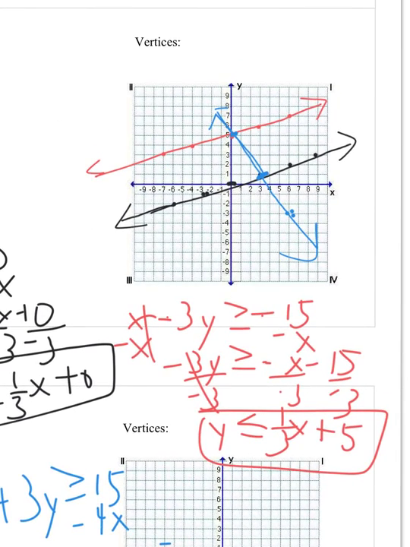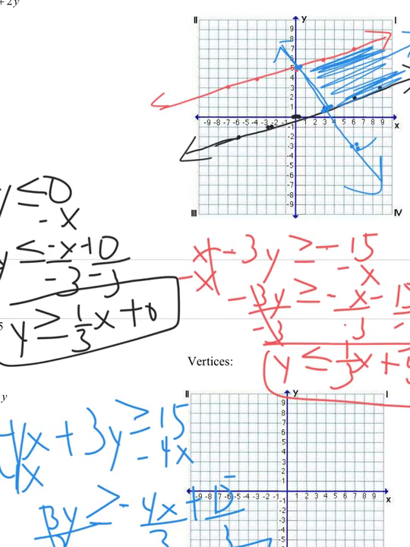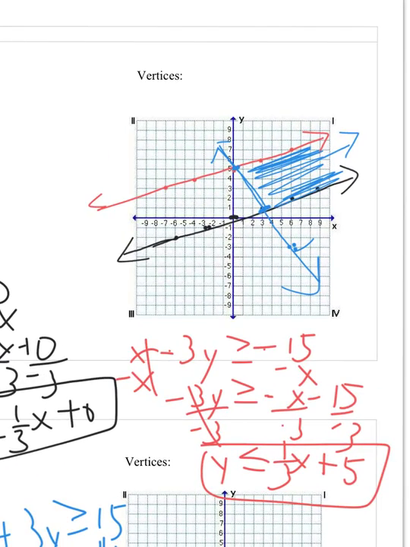Which is going to put the shading, if it's greater than that, it's above that line. So actually my shading should be over here. And notice that is an unbounded region going that way. Okay, so, our vertices, so let's identify the vertices here.